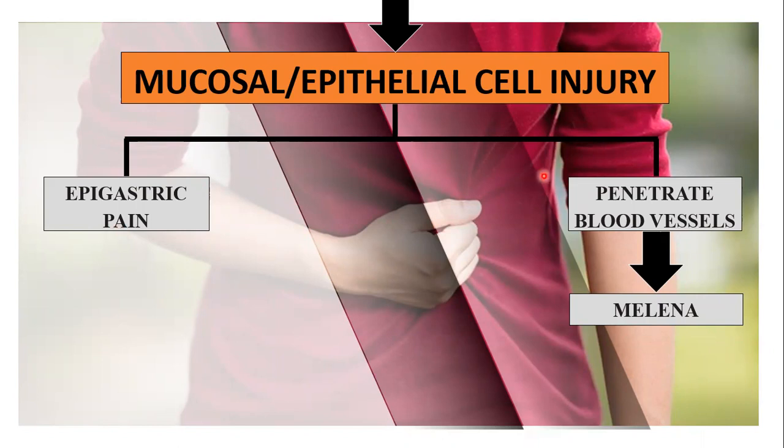And also, the cellular injury would also influence and penetrate the blood vessels. And this now explains the melena, or the change in the color of stool of the patient, indicating that there is gastrointestinal bleeding that is happening from the penetrated blood vessels from the peptic ulcer there.